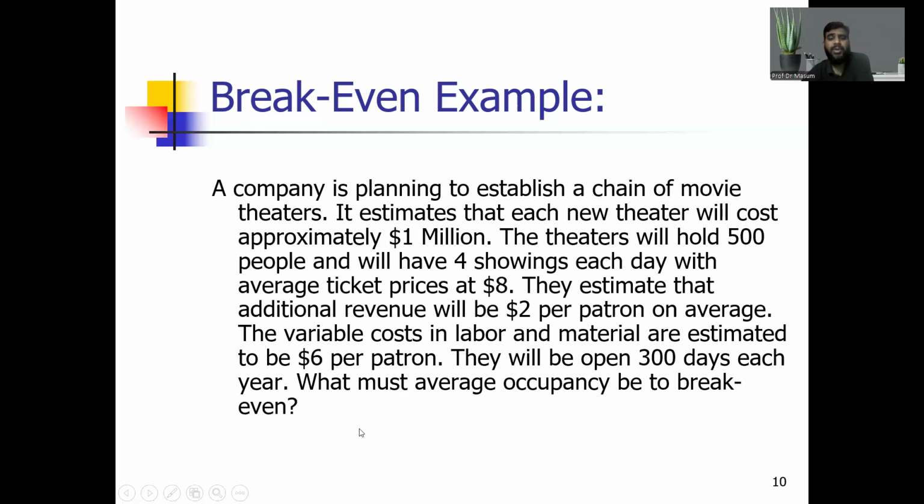Now you calculate the break-even quantity, or break-even number of customers. How will you calculate the break-even number of customers? Your 1 million. So use your calculator. Fixed cost divided by sales minus variable cost. Sales is $10. This is 1 million.